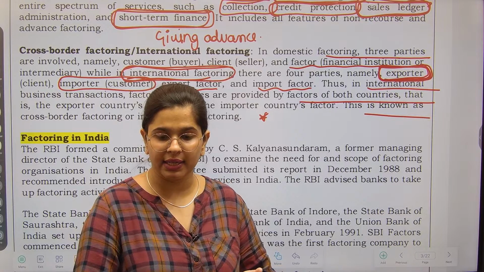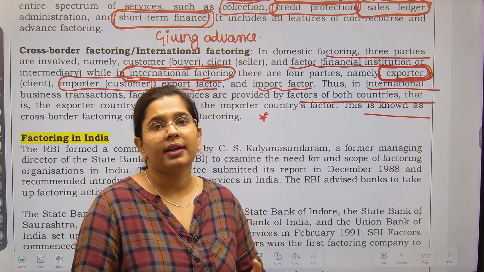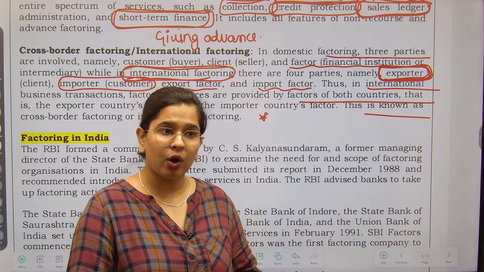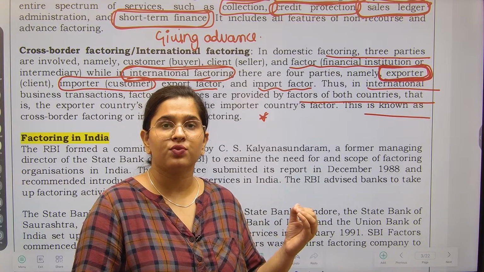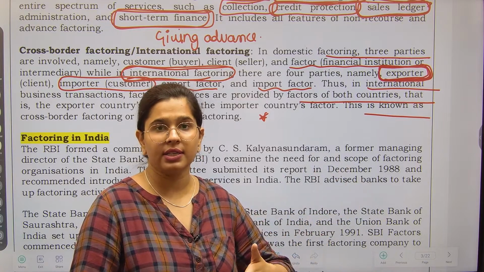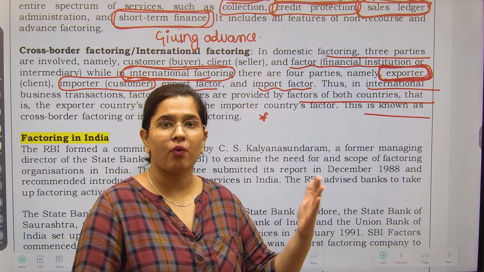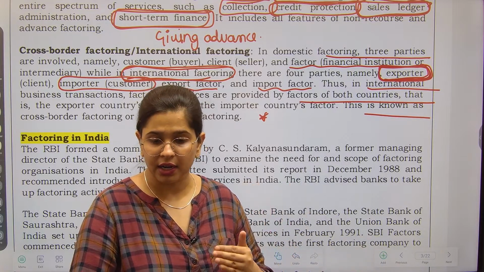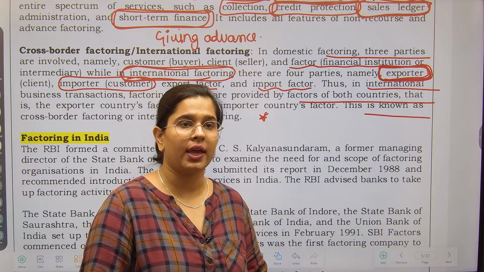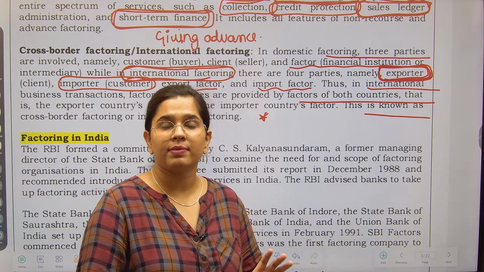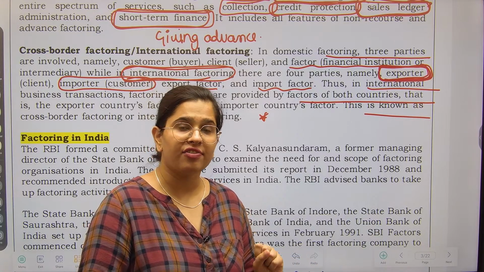ठीक है, उनको ये वाली दिक्कत है. And the one who is importing is worried about the goods and also the transmission. Okay, so these factors in both the countries ensure smooth flow of funds from one country to another country. They coordinate, generally they are banks. So the coordination becomes much easier. So this is called cross-border factoring.